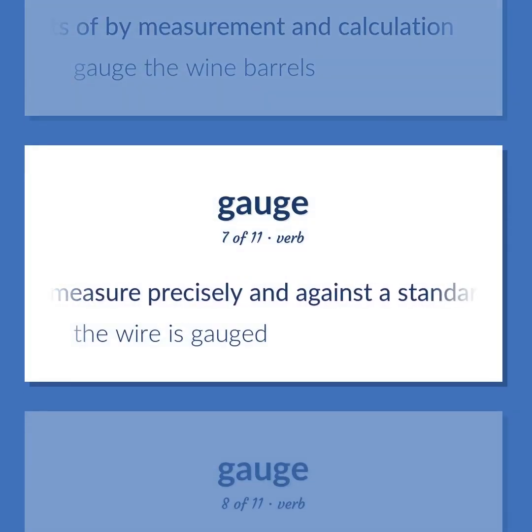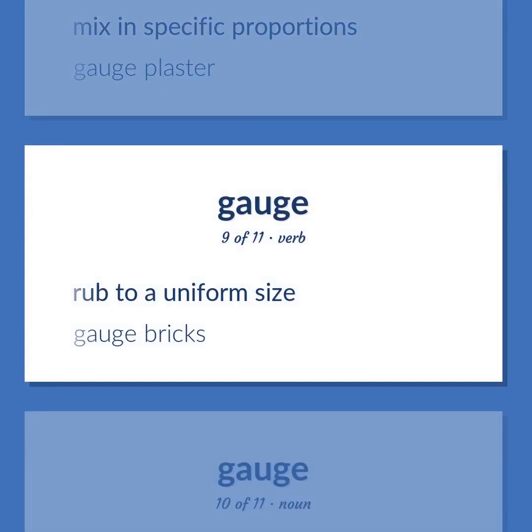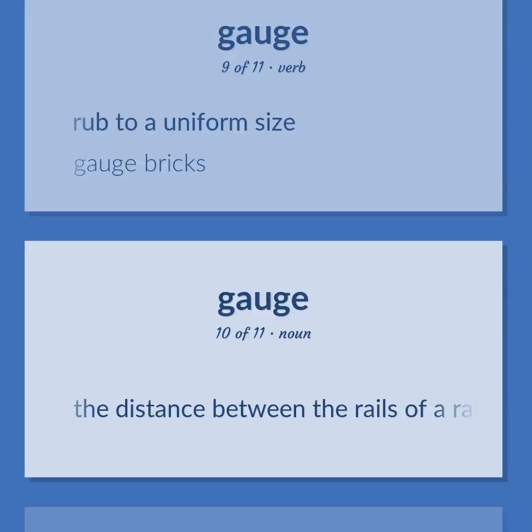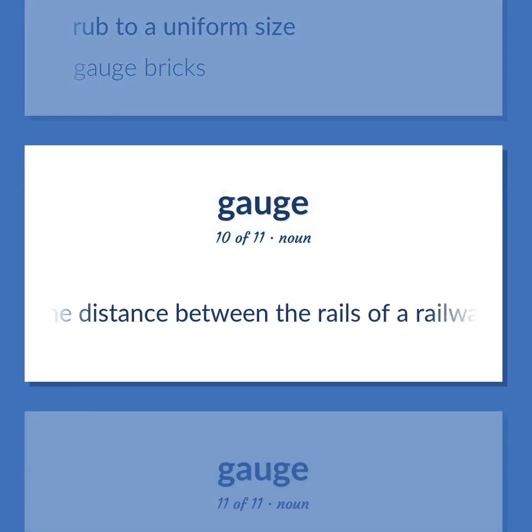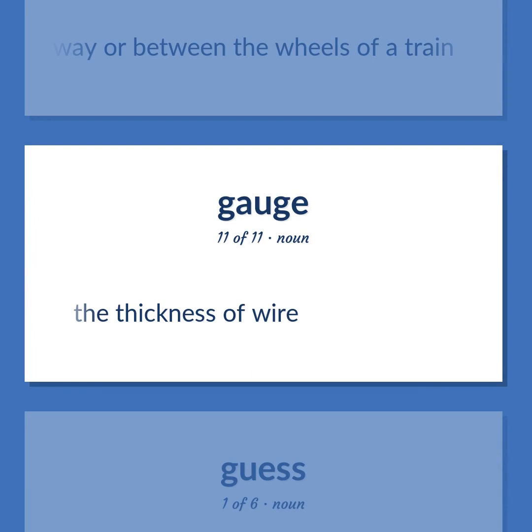Measure precisely and against a standard. The wire is gauged. Mix in specific proportions. Gauge plaster. Rub to a uniform size. Gauge bricks. The distance between the rails of a railway or between the wheels of a train. The thickness of wire.